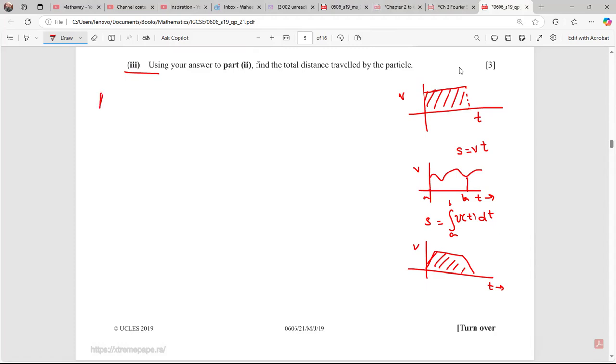So what is the total area? First is a triangle. So what is this triangle? It is half, and the width is 4 and height is 10. Then we have a rectangle. That rectangle has a width of 23 and height is 10. And finally, again a triangle, and this time it is half, width is 6 and height is 10.